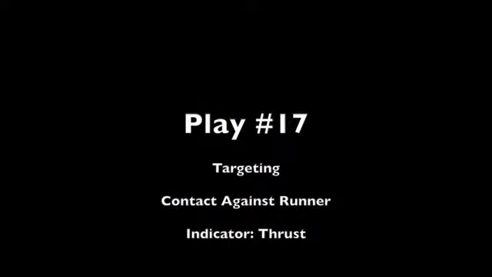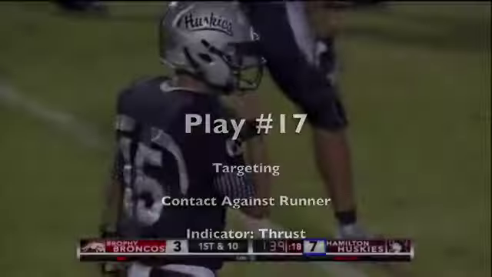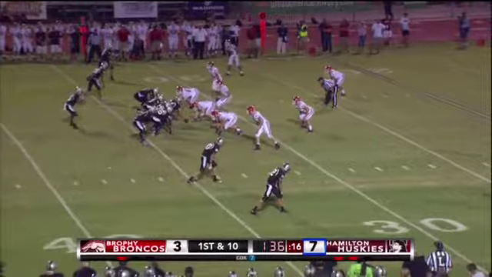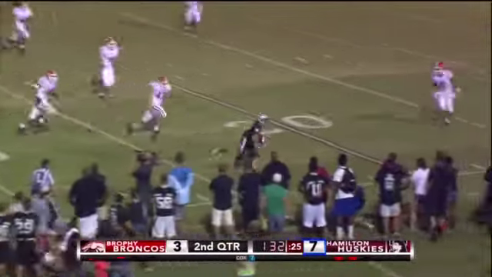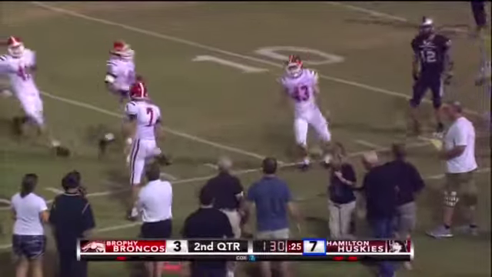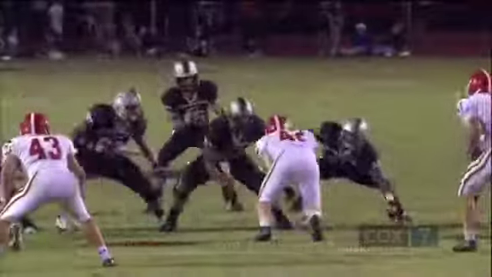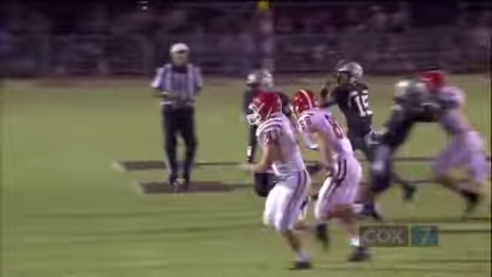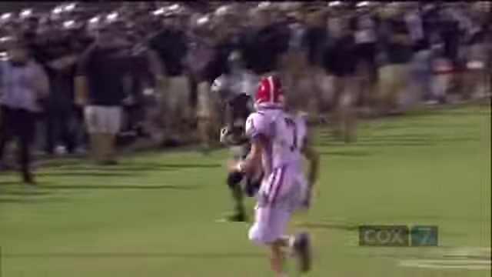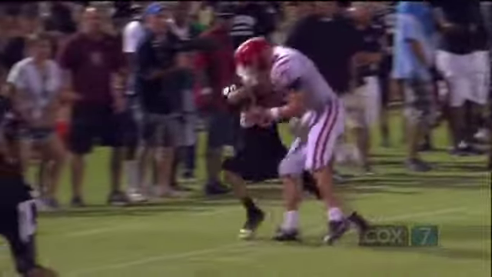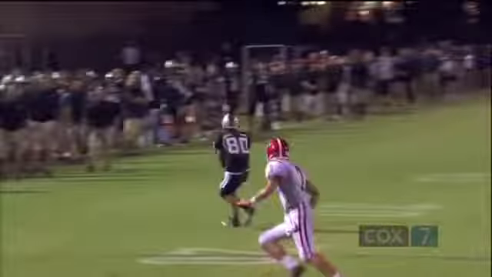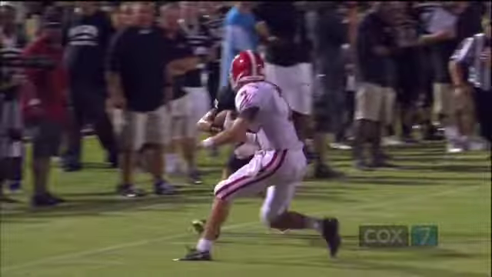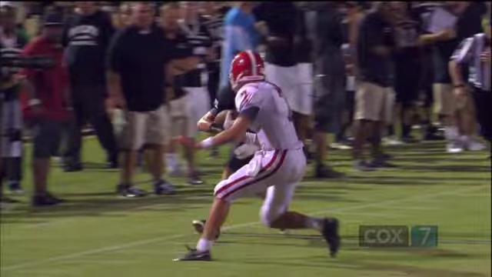Now moving on to play 17, it's important to remember that targeting can occur not just on defenseless players, but on any player, and that includes the runner. Now in this play we have number 7 on the defense attempting to make a tackle, and what he's going to do is he's going to thrust in an upward motion and put his shoulder into the head of the runner. And because of that indicator and the contact above the shoulders, this would fall under the category of targeting.